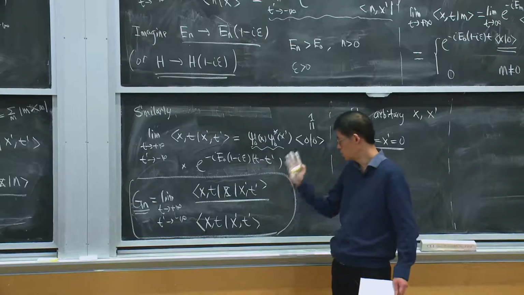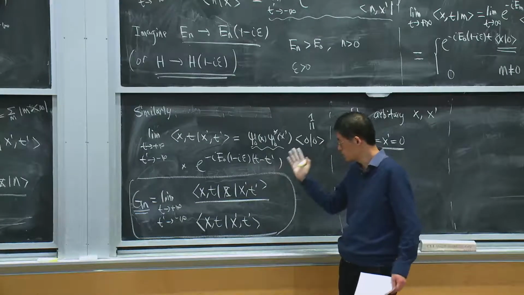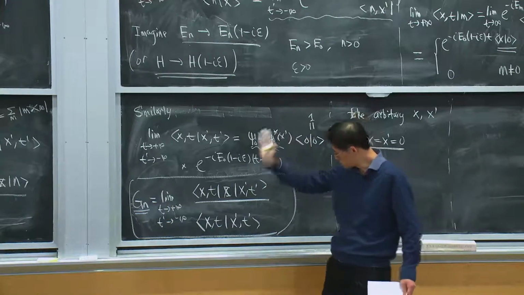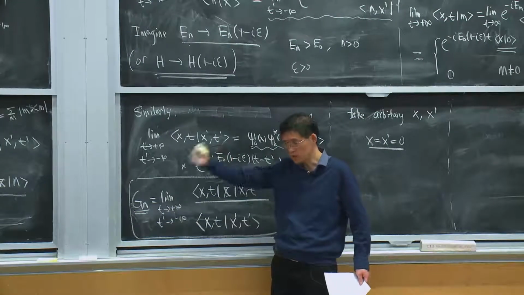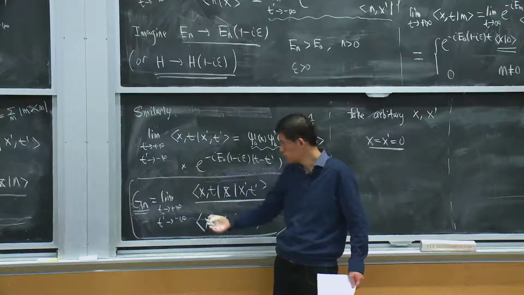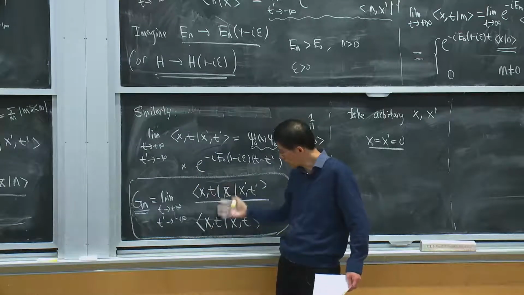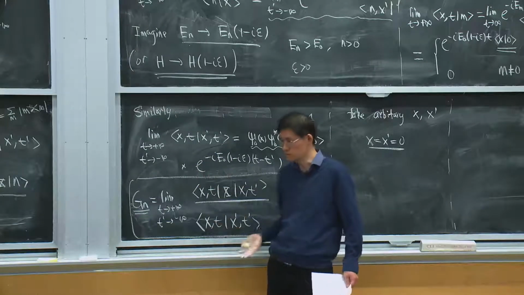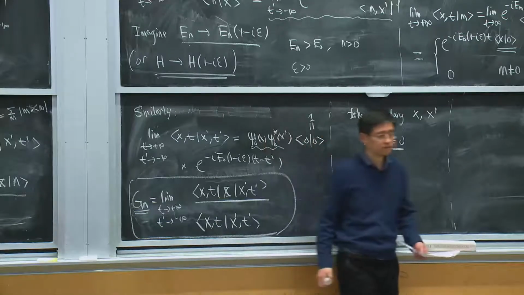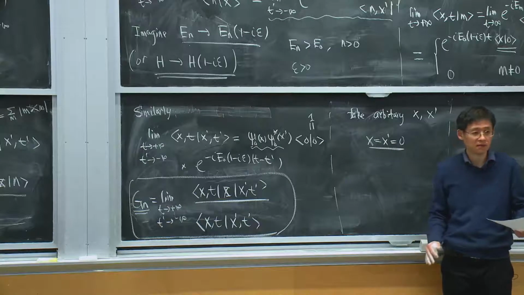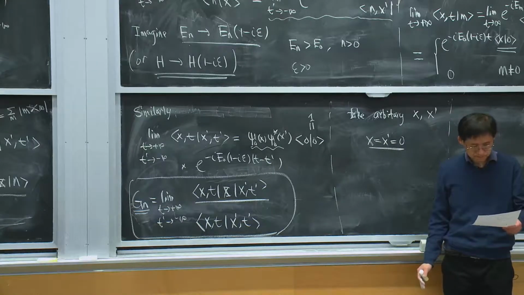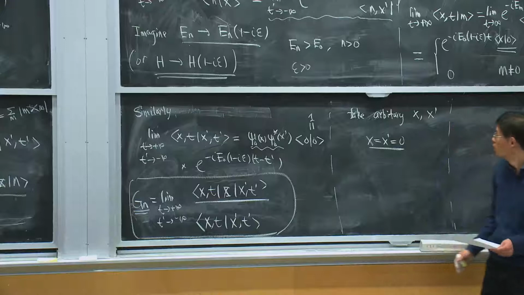So you always keep a small epsilon, take this limit first, and do the calculation, and then when you calculate everything at the end of the day, then you set epsilon to 0. And then that guarantees you choose the vacuum. Okay. Good.